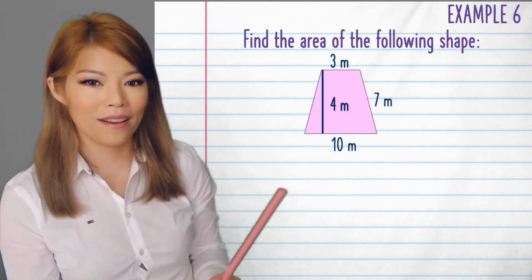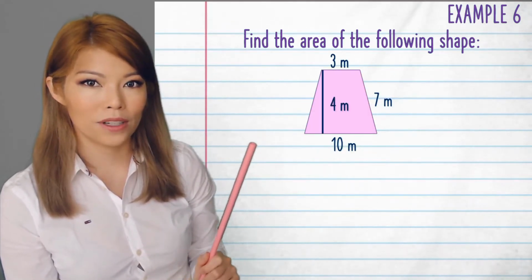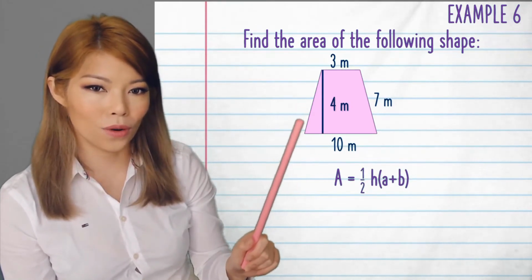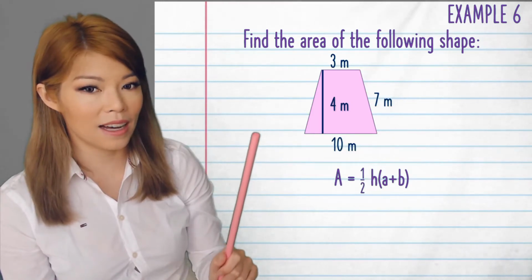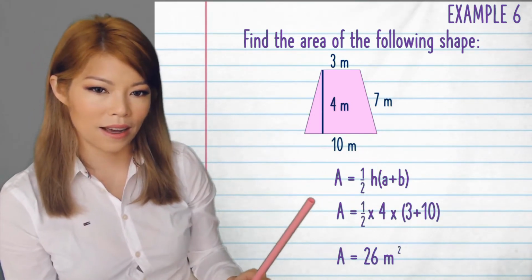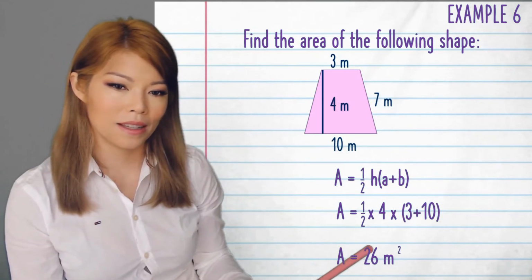Last example, we have a trapezium. The area of a trapezium is half height times A plus B. Now the height is 4, not 7. Remember, it has to be perpendicular. And A and B are 3 and 10. So let's plug that in and we get 26 meters squared.